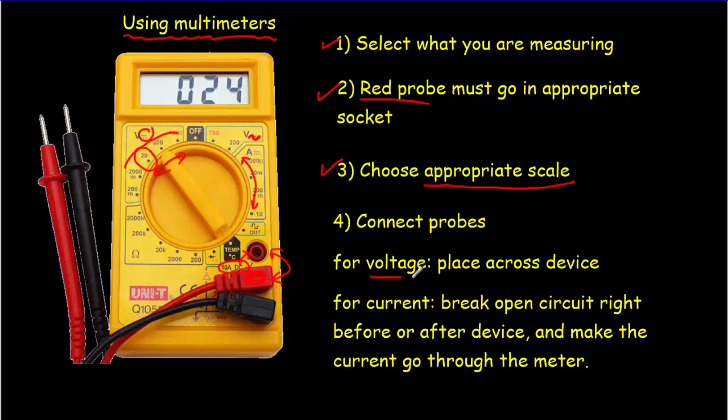Now remember, if it's a voltage, you've got to place it across the device. That means you don't have to do much work. You just put one probe on one side, one probe on the other side. If it's current, you've got to do a little more work, because you've got to break open the circuit, and you can either do that just before the device or right after the device, and then make the current go through the ammeter and out again before it goes into the device that you're trying to measure the current through.